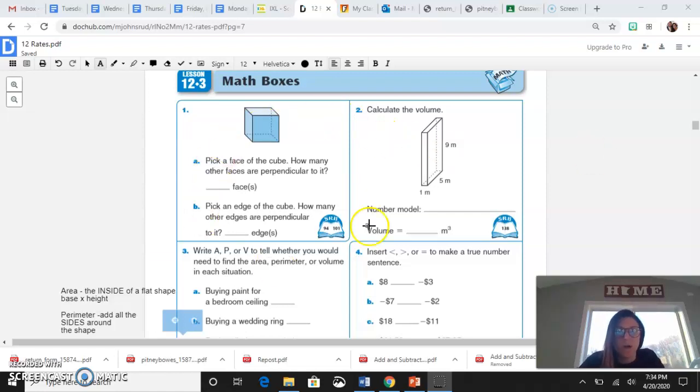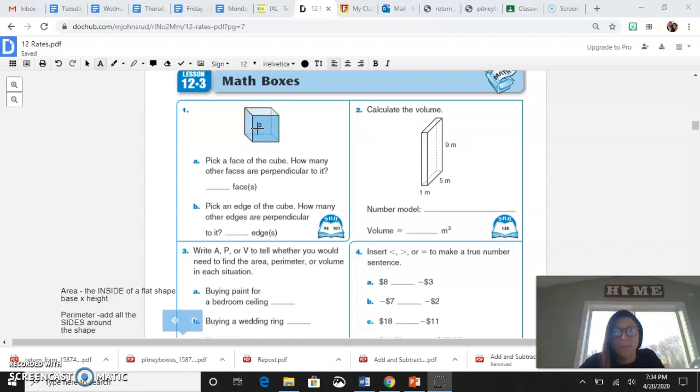So if you look at number 1 on 315, it says pick a face of the cube. So remember, a face are those flat surfaces. There's one on the top, one on the bottom, and then the 4 faces around the shape. It says how many other faces are perpendicular to it. So for instance, I'm just going to pick this back side right here, this back face, so I can kind of see the other sides in front of it.